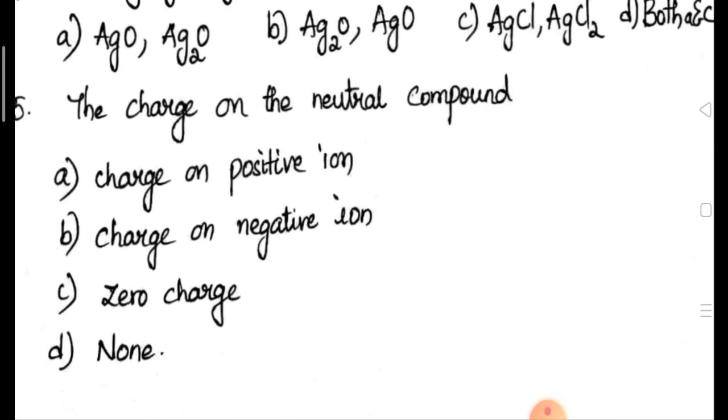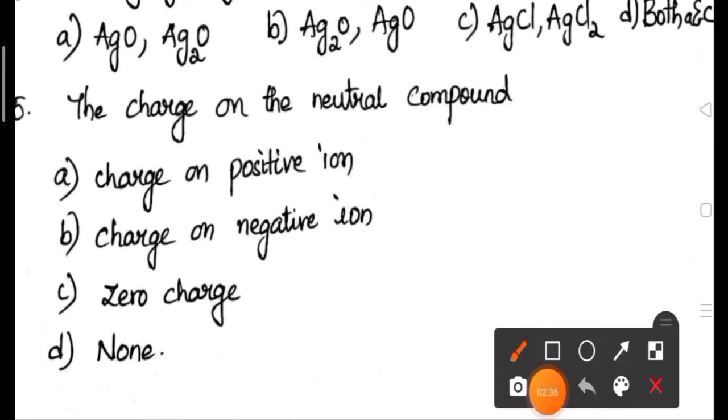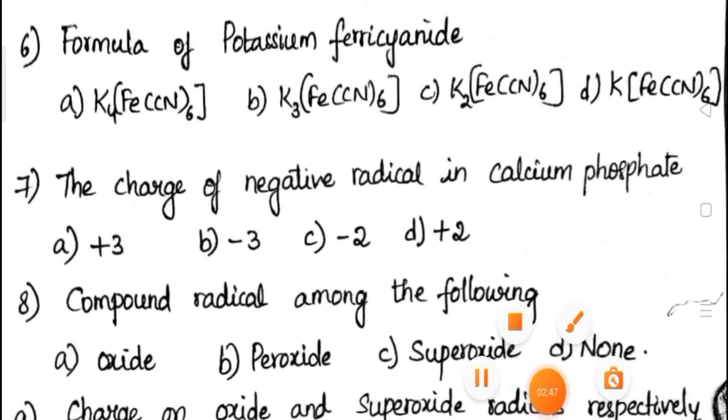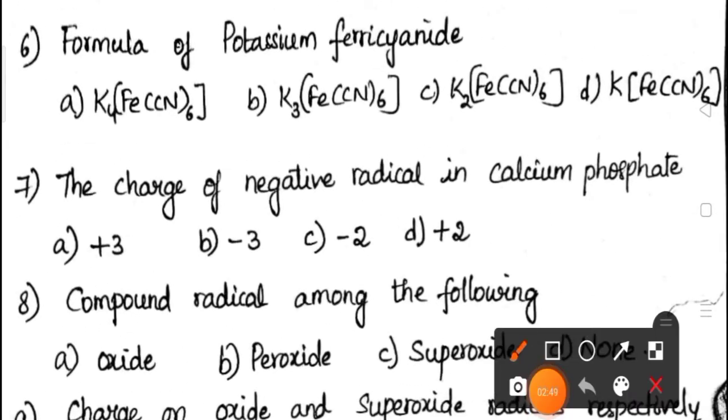Fifth question, the charge on the neutral compound. As the question is saying, the answer is 0 charge. Okay. Coming to the next question, that is the sixth question. Formula of potassium ferricyanide. K3FeCN6. If you calculate, the iron oxidation or the valency will come plus 3. So the answer is K3FeCN6.